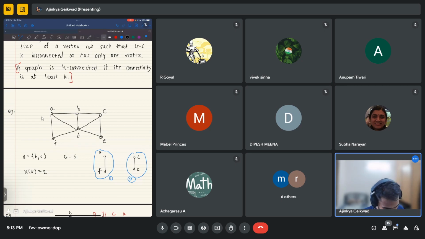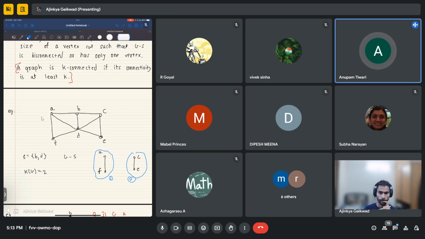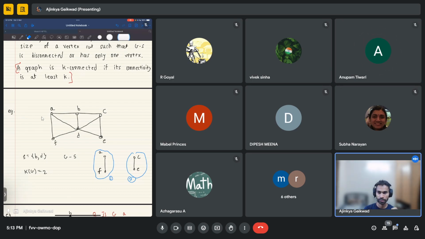Now let me give you a last example. Is this graph, let's say, one connected? Lower is always true, no? If we prove that it is two connected, then one is definitely the answer. Yes, that is true. If the graph is k connected, the graph is also k minus 1, k minus 2, up to 1 connected, right?